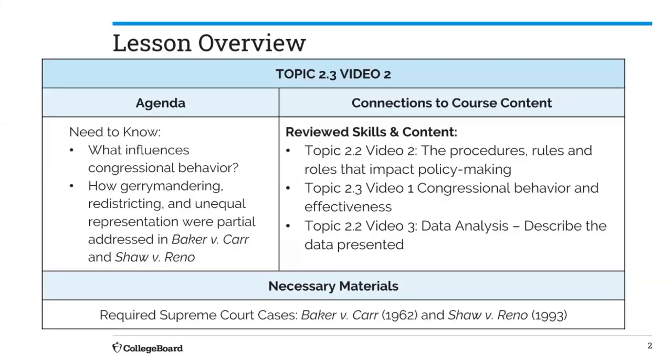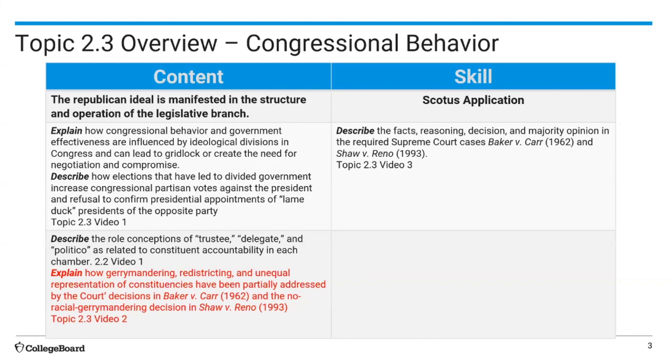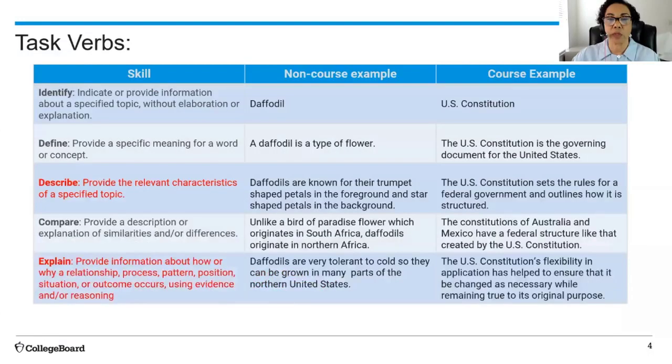So here is our lesson overview. We saw this with the first video, and in terms of content, we are explaining how gerrymandering, redistricting, and unequal representation of constituency have been partially addressed in that Baker v. Carr court ruling, and then the no racial gerrymandering decision in Shaw v. Reno. All right, so we've got our two task verbs here, describe and explain, and what will we learn?